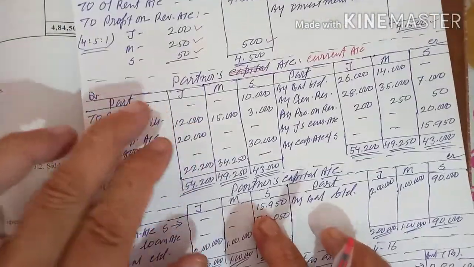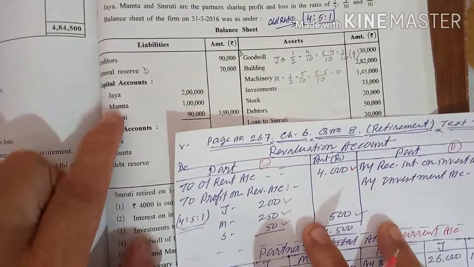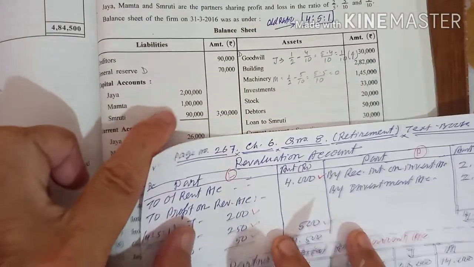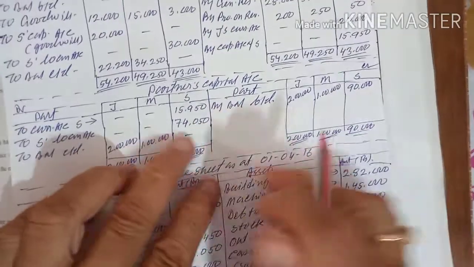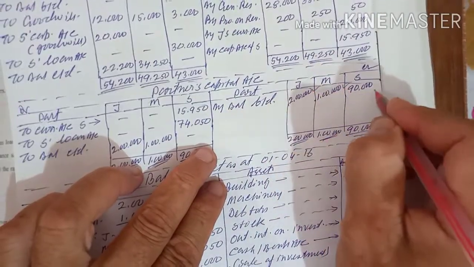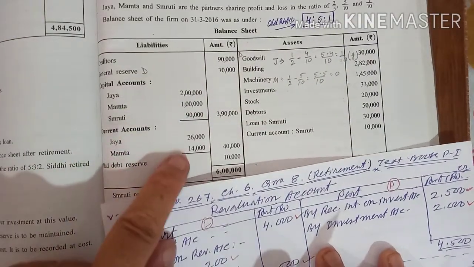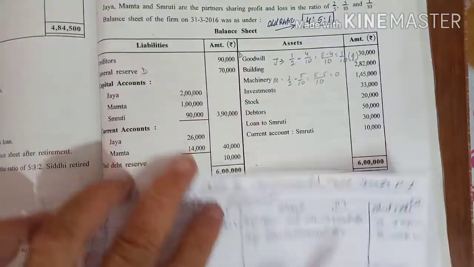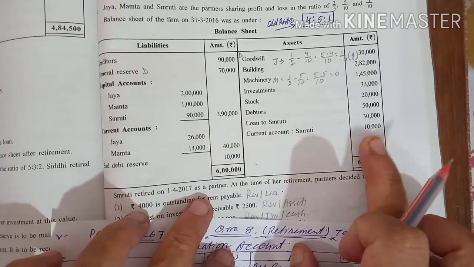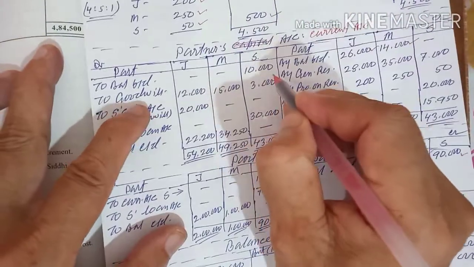Before doing the partners' capital account and current account, what will we do? I told you, we will write the balance. Balance of capital account: 2 lakh, 1 lakh, 90,000. This is your capital account, and the capital account balance is 2 lakh, 1 lakh, 90,000. And the balance of current account you are having is 26 and 14 credit, and a current account debit balance of 10,000 is here for S. So 10,000 debit balance for S.